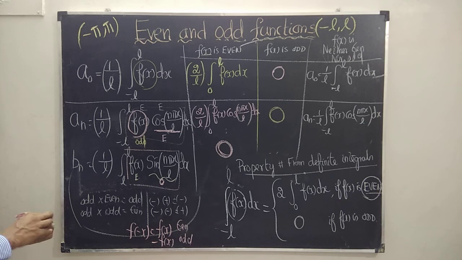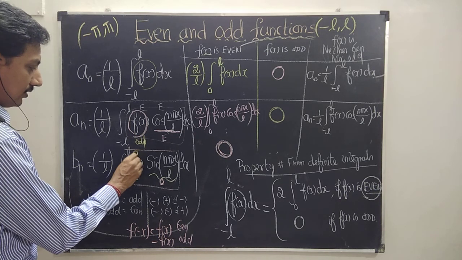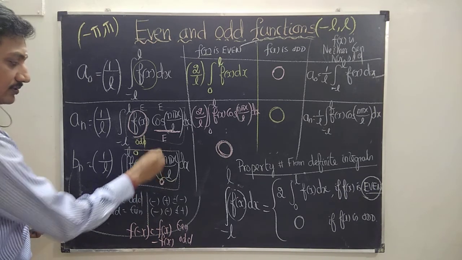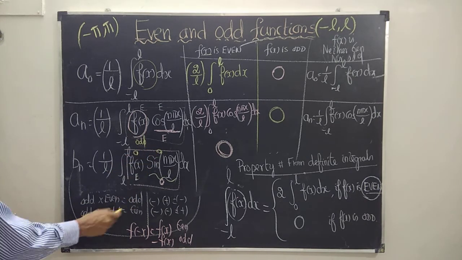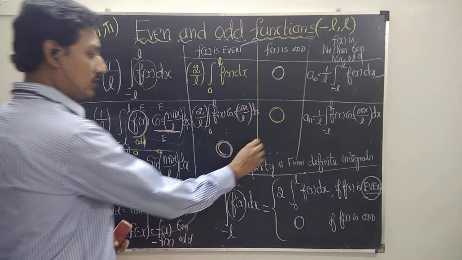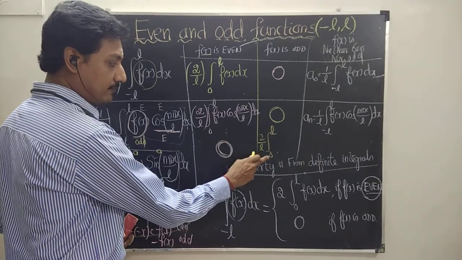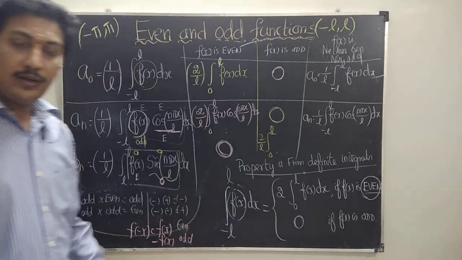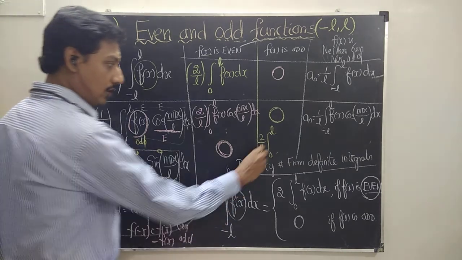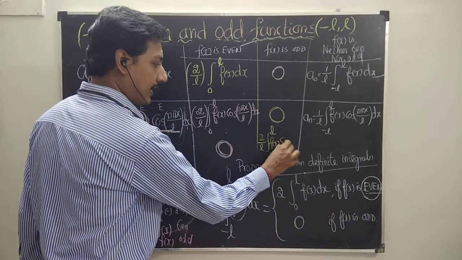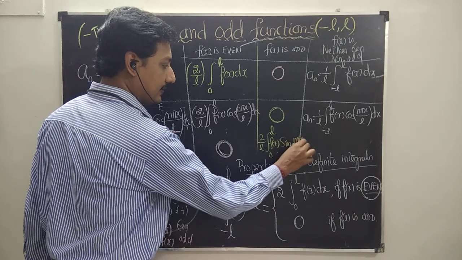Now suppose f of x is odd. Sine is also odd. What about odd into odd? It is even. So now this becomes 2 times integral 0 to L. See the difference? 2 times 0 to L. The lower limit of x is changed to 0. f of x sin n pi x by L dx.